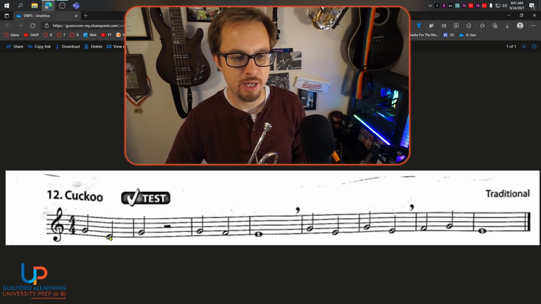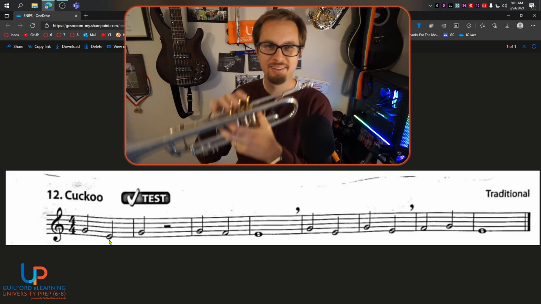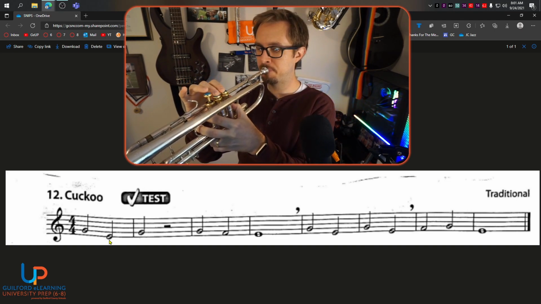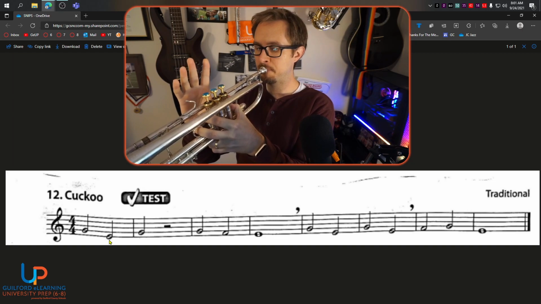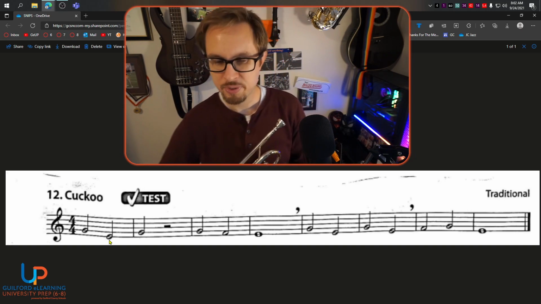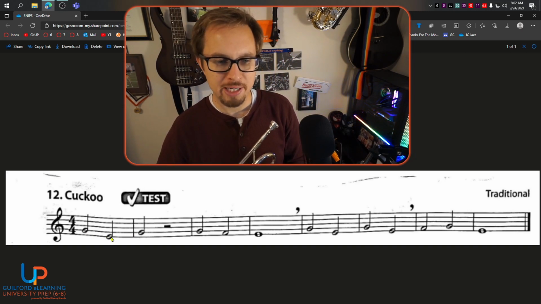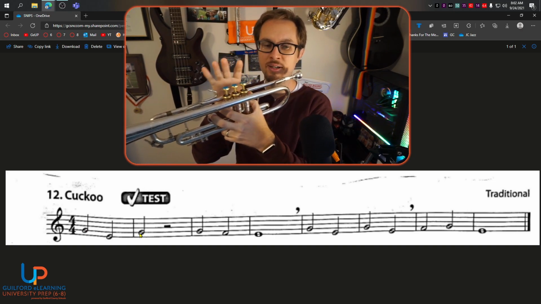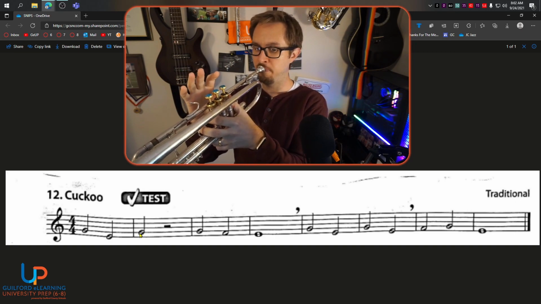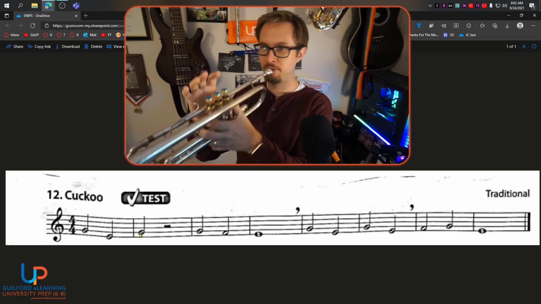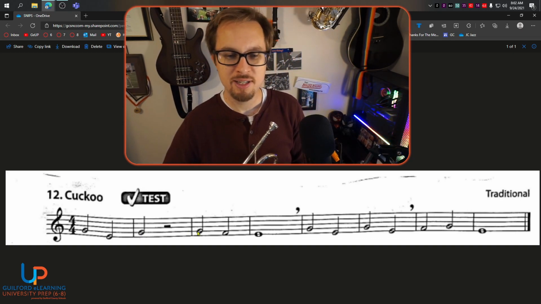Let's get the rest of these notes in check. This next note is an E, right? And how do we play it? 1 and 2. All right. Okay, good. So practice those 3 notes in a row. Da, da, da. And do that as many times as you need to until you feel good about it. Go slow, go fast, get it to my tempo.